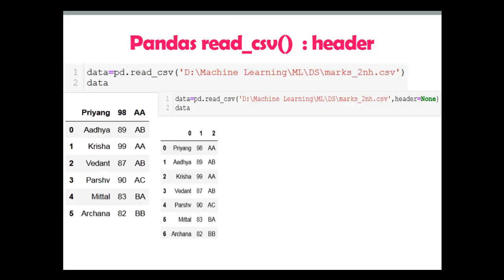So here we have to give header is equal to None. Then you can see Pandas automatically assigns 0, 1 and 2 as our column headers. Let me show you this practically in the Jupyter notebook.